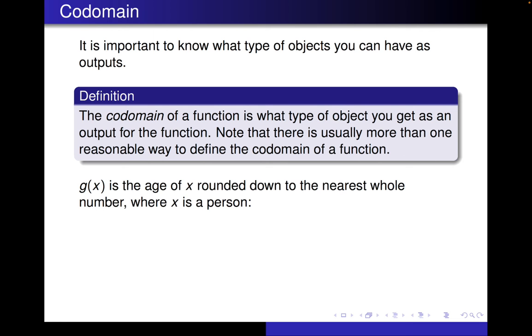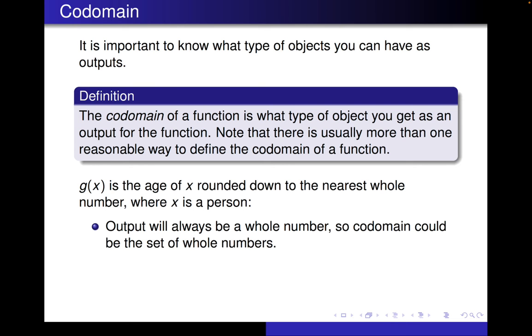And let's see, so if g of x is the age of x rounded down to the nearest whole number, where x is a person, there's a couple of things that we can have for the output. So the outputs are going to be ages of people, right? So we can always just say the output is just going to be a whole number. No matter what you put in, we're always rounding it down to the nearest whole number, so you're always going to get a whole number. So if we wanted to, we could define the codomain as the set of all whole numbers. That's fine.